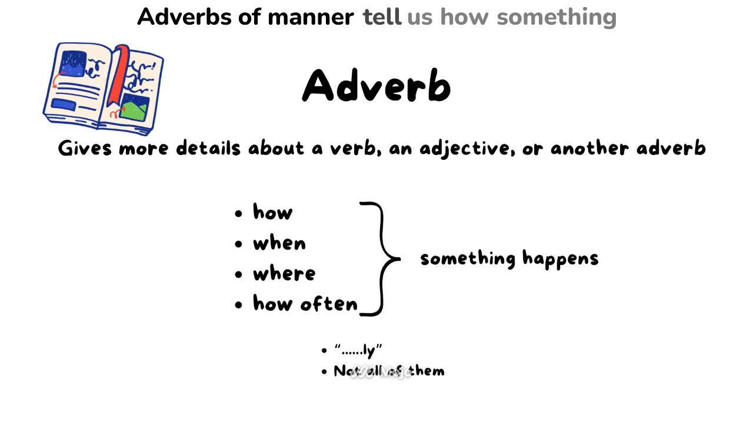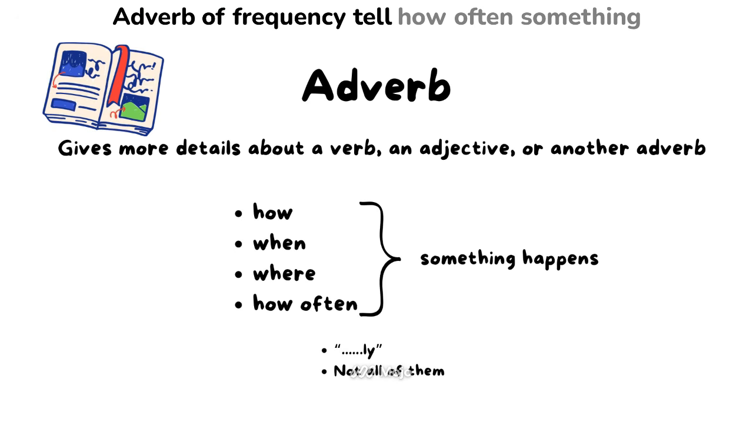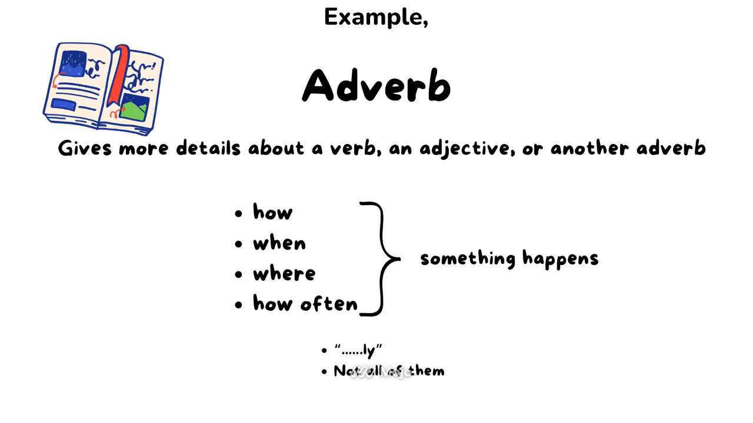Adverbs of manner tell us how something happens. Example, she runs quickly. Adverbs of time tell when something happens. Example, he arrived yesterday. Adverbs of frequency tell how often something happens. Example, they always come on time. Adverbs of place tell where something happens. Example, the kids are playing outside.